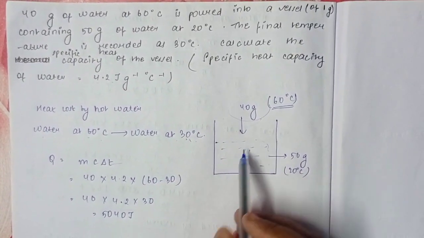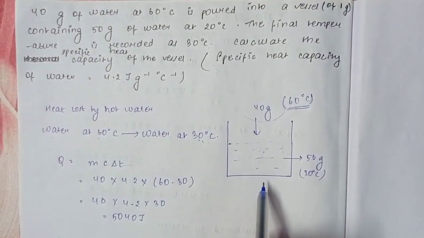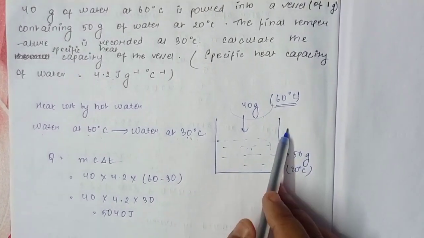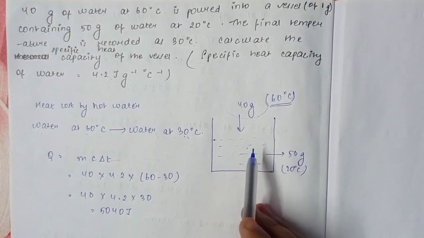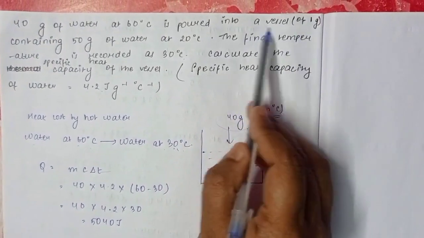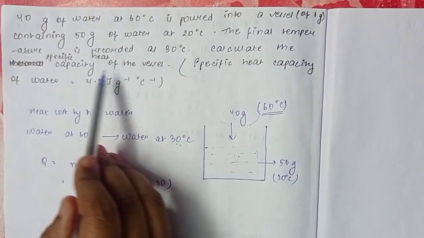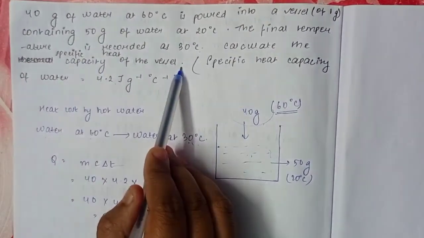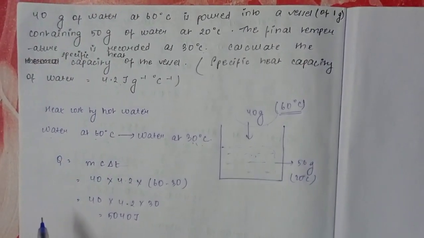Now who is gaining the heat? This cold water which is already there, that is gaining the heat, and also the vessel, that is also gaining the heat. Why are we considering the vessel? Because the mass of the vessel is given, and also our question is we have to find the specific heat capacity of the vessel. So the vessel will also be considered in this case.